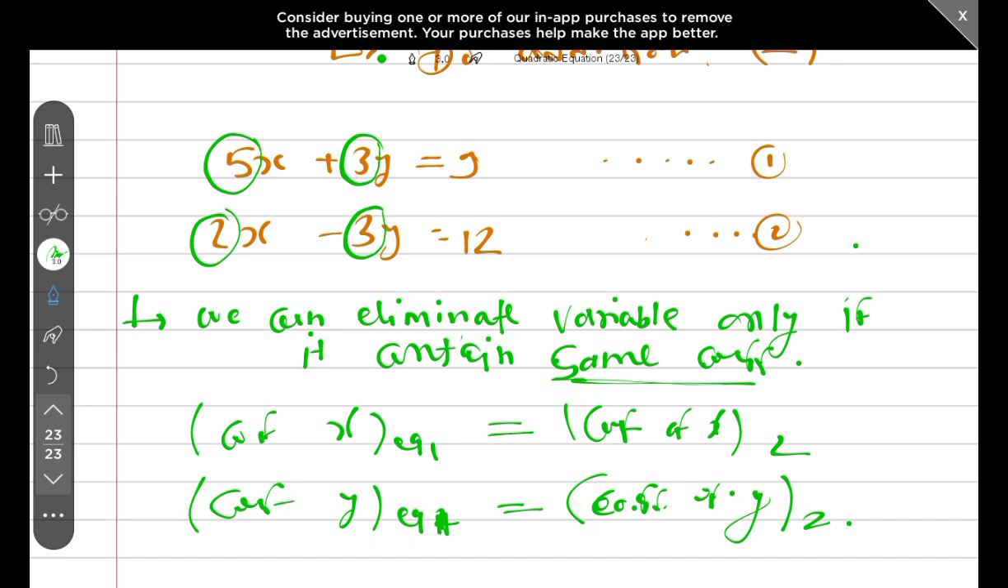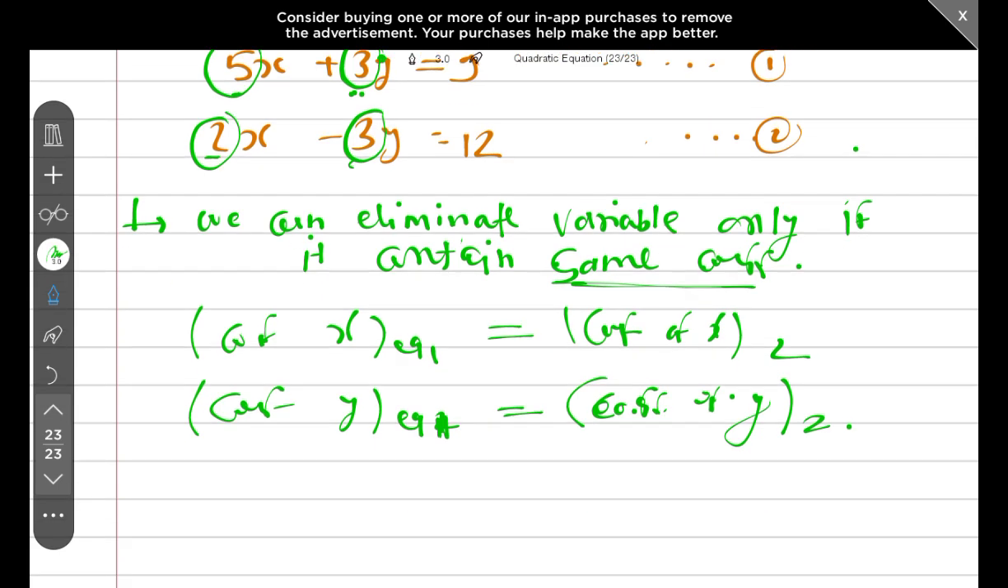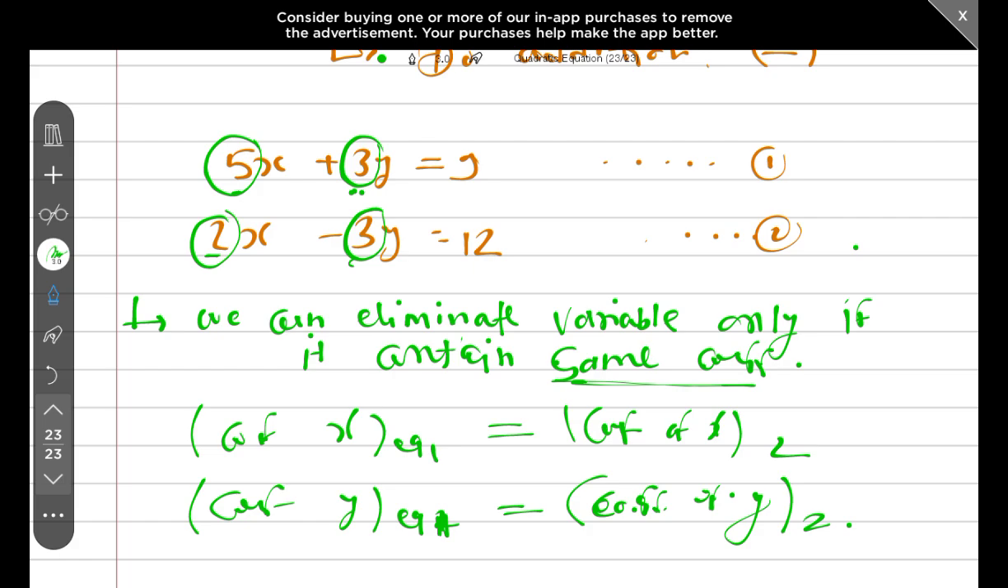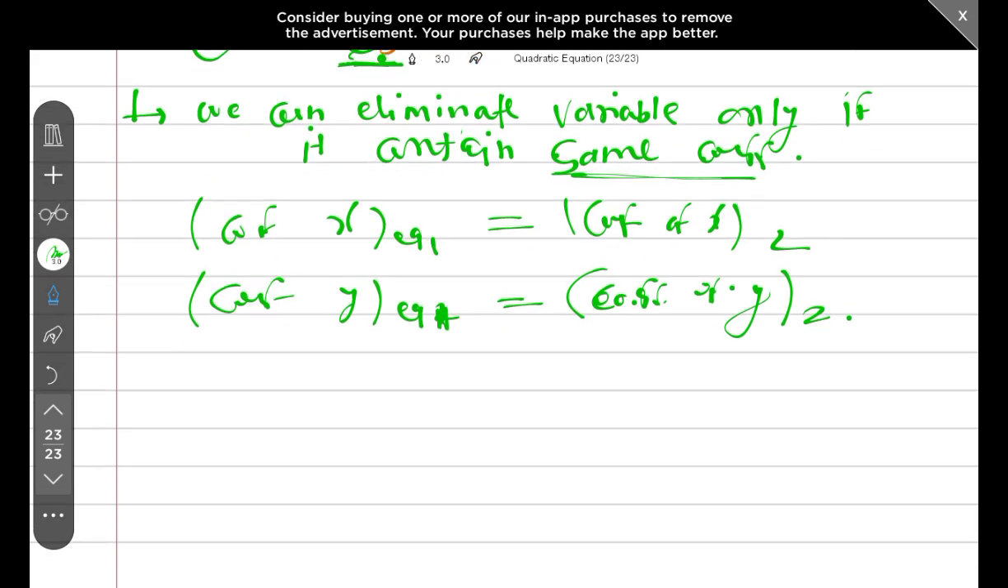That means, see, first if we consider the coefficient of x, here it is 5 and here it is 2. So are these two the same? No. So go to the next variable and check whether there is the same coefficient or not. Here it is 3, here it is 3. Yes, we get our target. So we can perform our elimination operation on which variable? On the y variable. Why? Because it has the same coefficient, right?